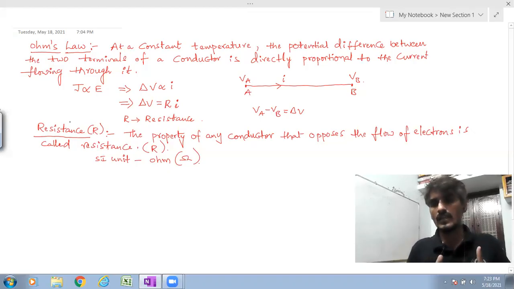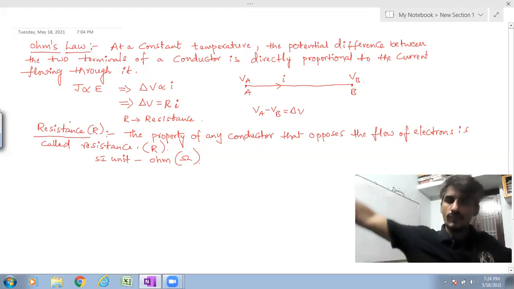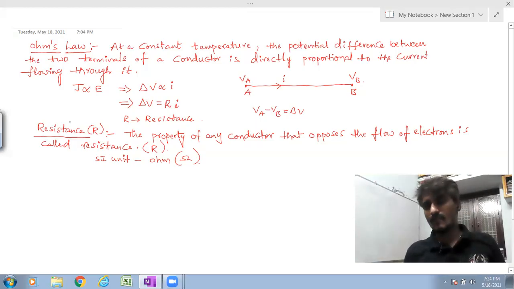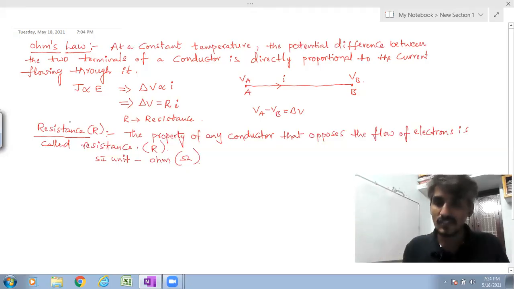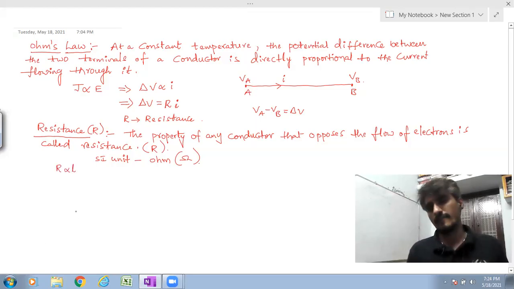Suppose if there is a small queue line. If you want to go through a small queue line, it will be very easy. Whereas if there is a long queue, then it will be somewhat tough to go through it, am I right? Because the length of the queue is very long. So obviously if length increases, what happens to its opposition? What happens to its resistance? It also increases. Am I right or not? Therefore, R is directly proportional to L.